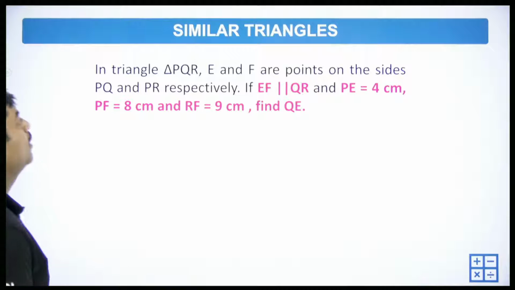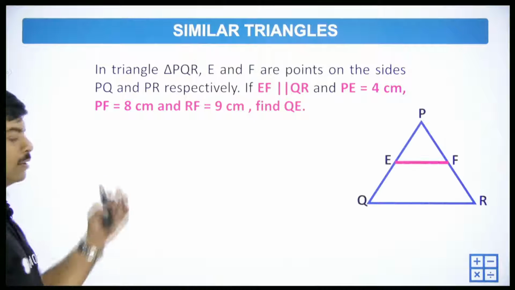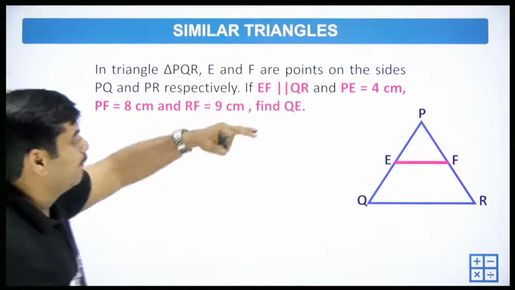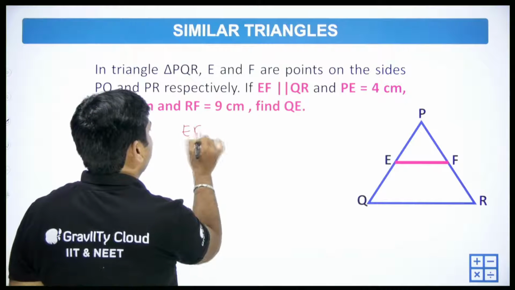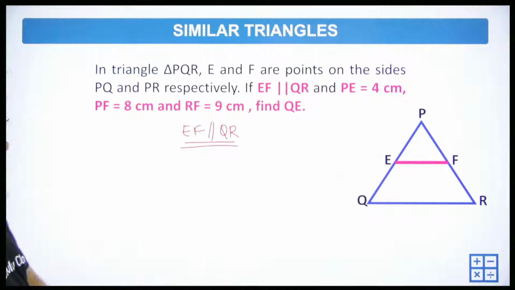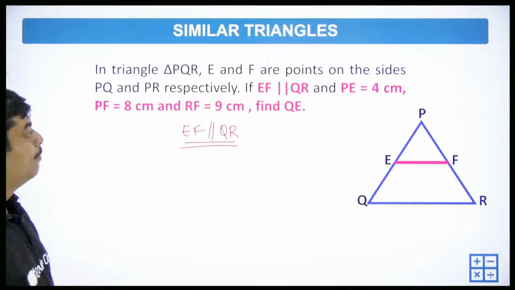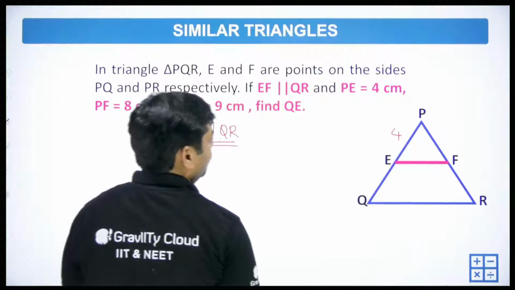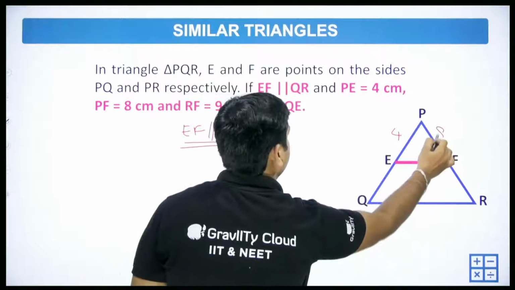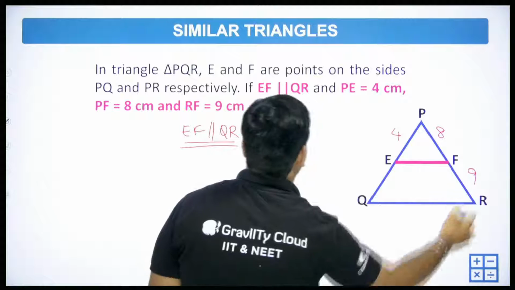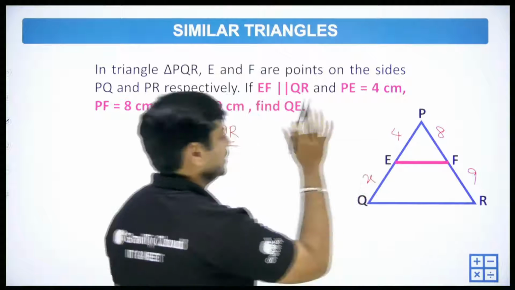In a triangle PQR, E and F are the points on the sides PQ and PR respectively. So that's the diagram. EF is parallel to QR. Given that EF is parallel to QR, it is enough to say that the basic proportionality theorem can be applied. PE is given as 4 centimeters, PF is given as 8 centimeters, and RF is given as 9 centimeters, and we need to find QE. Let us take it as X.